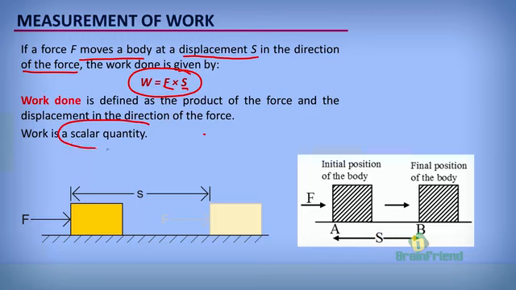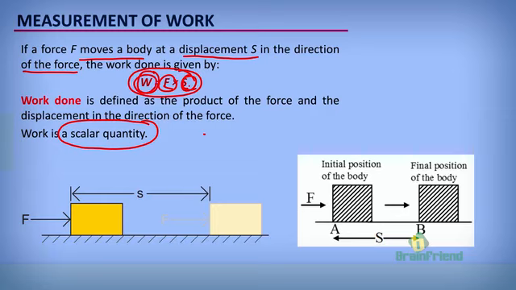Now, work is a scalar quantity. You may have noticed that we are multiplying force and displacement, but these two quantities are vector quantities. How then is the product a scalar quantity? You must know also that the dot product of any two vector quantities gives you a scalar quantity. So the dot product of force, which is a vector quantity, and displacement, which is also a vector quantity, gives you a scalar quantity. And that is why work is a scalar quantity.